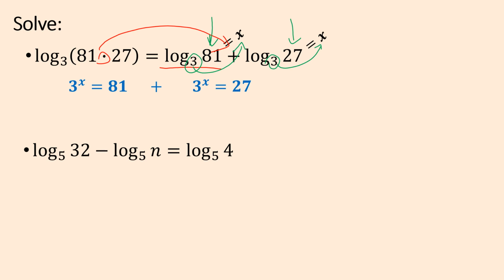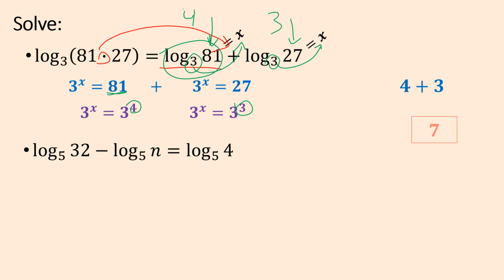So if we did a factor tree on 81, we would get 3 to the 4th. Factor tree on 27 would give us 3 cubed. So here we can see x is just 4. So this whole thing right here equals 4. This whole thing equals 3. 4 plus 3, 7.